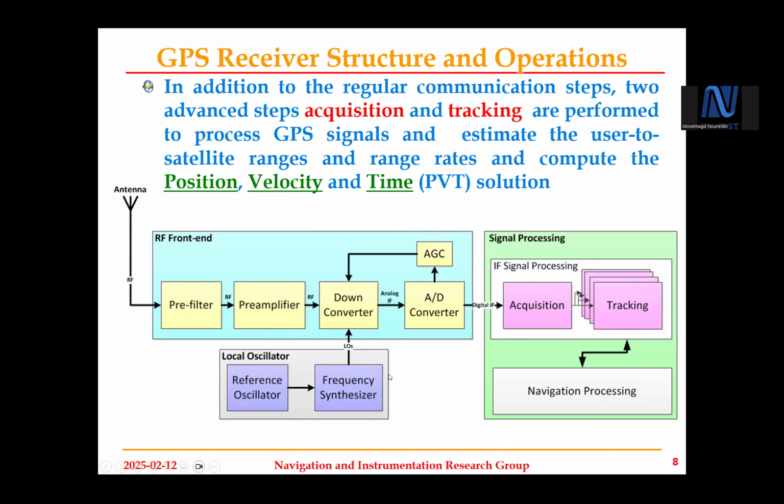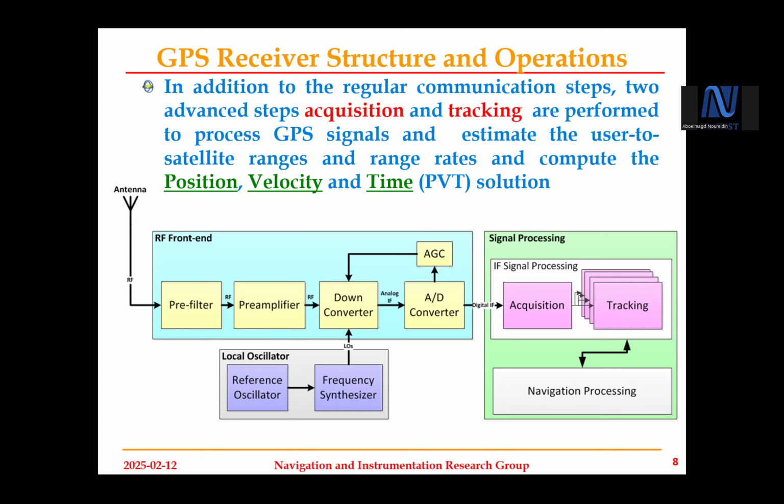And that's exactly why a GPS receiver is a sophisticated communication device. Because in addition to the standard communication steps we see here, we have pre-filtering, pre-amplifier, down conversion, AD, analog to digital converters. Those apply to most communication systems.